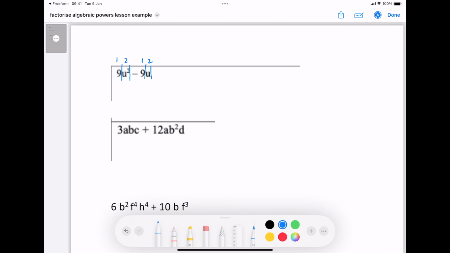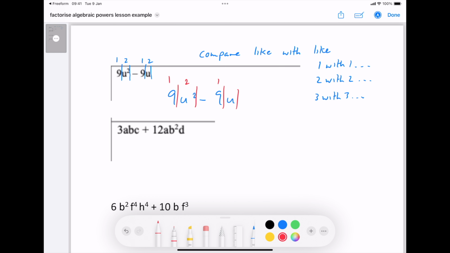And then the way to work it out is you compare, the method is compare like with like. So what does that mean? 1 with 1, 2 with 2, 3 with 3, and so on, until you have determined what is common to each term and therefore what should go outside of the brackets. So let's take a look at how this works. That's term 1, that's term 2. Just to make this a little more clear for you.